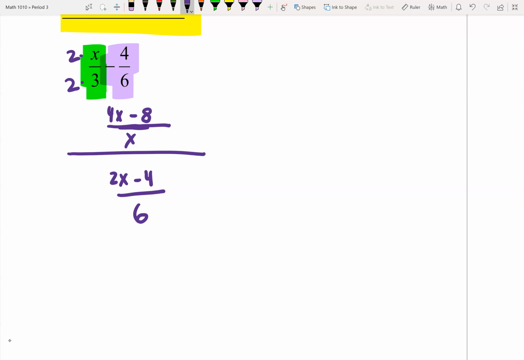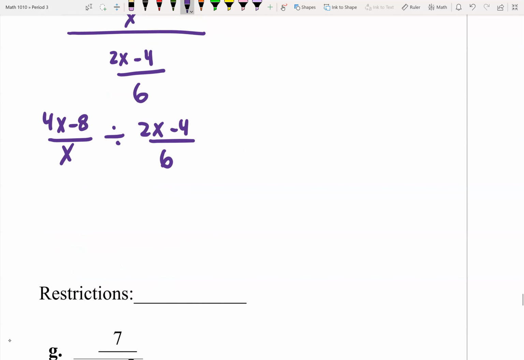Am I now ready to write it as a division symbol? Yes, I am. So let's go 4x minus 8 over x divided by 2x minus 4 over 6. Don't cancel anything. I do have a couple of things I can factor though. So right here I'm going to take out a 4 and I'm left with x minus 2. Right here I'm going to take out a 2 and I'm left with x minus 2.